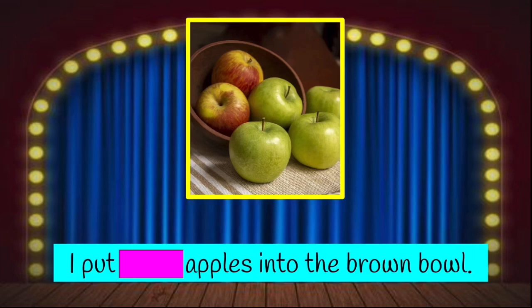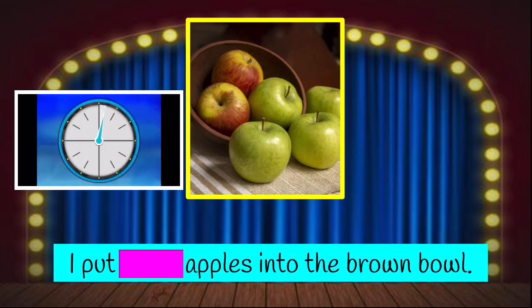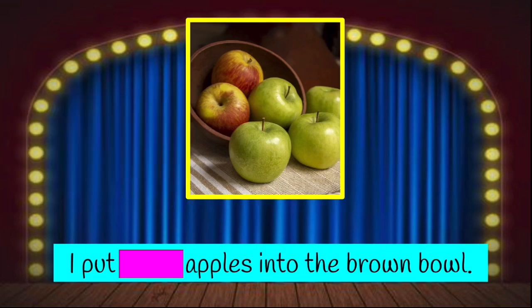I put blank apples into the brown bowl. I put blank apples into the brown bowl. What could the blank be? You can talk about your answer, or if you want to, write it down on a piece of paper. And the missing blank is, I put 3 apples into the brown bowl.